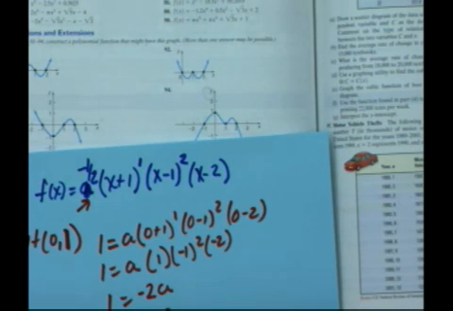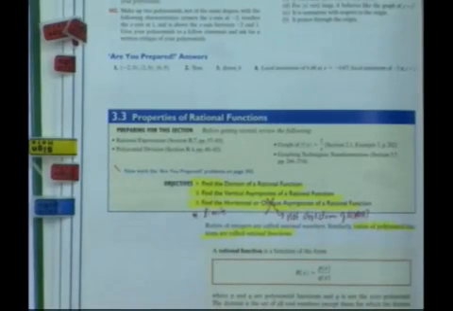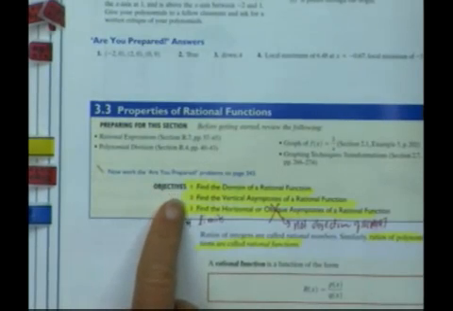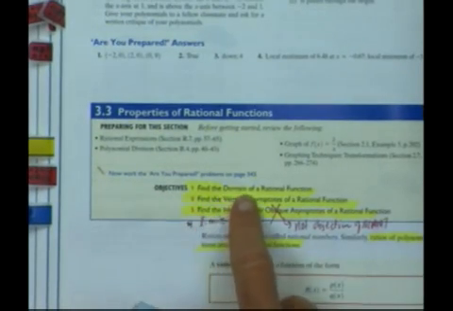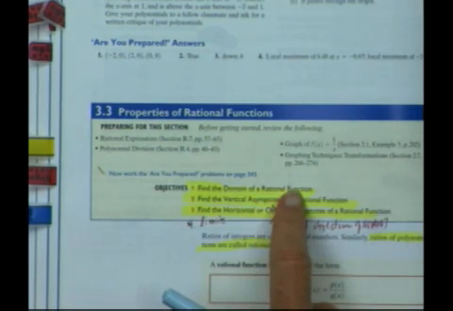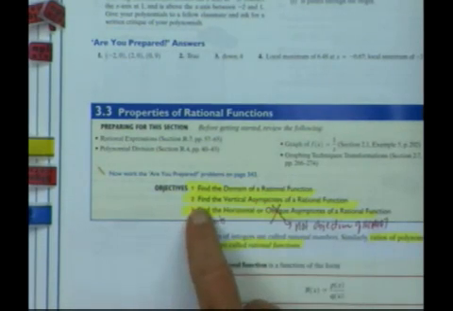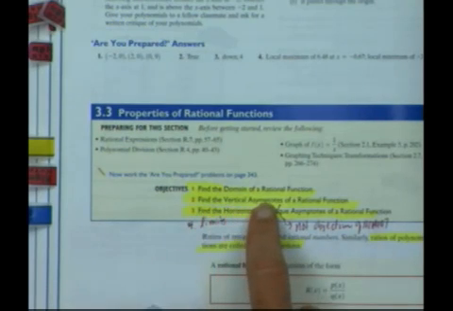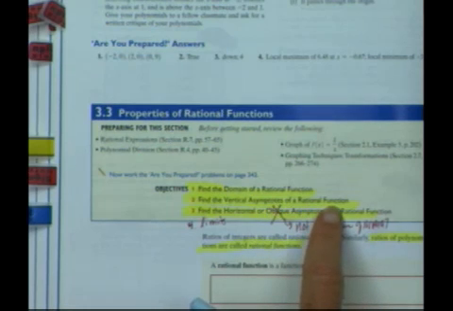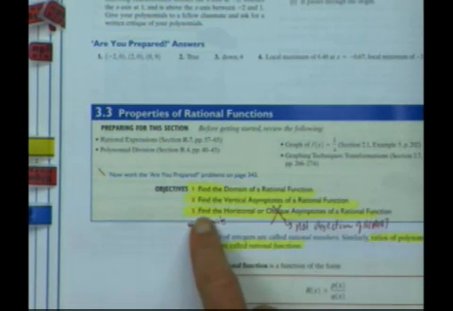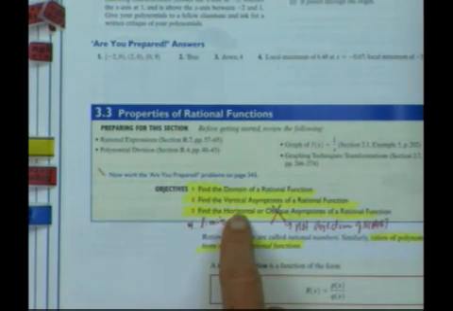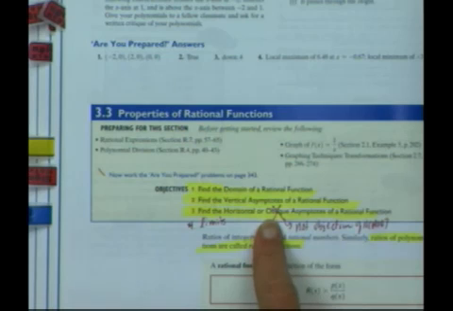And we are going to talk about rational functions. All right. We're in section 3.3 now, and I'm on page 334. And our objectives here are to talk about the domain of a rational function, to identify vertical asymptotes of a rational function, find the horizontal asymptotes of a rational function.